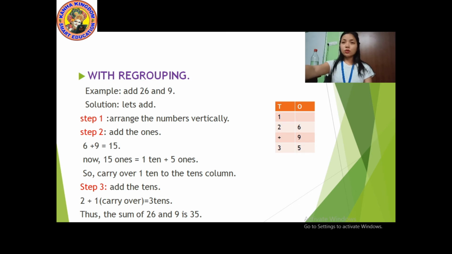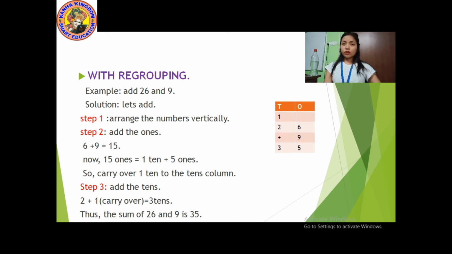Okay student, so see, in the second step we add the ones, we add 6 and 9. After adding 6 and 9 we get 15, right? We got 15 ones. So 15 ones means 1 ten and 5 ones. So we write 5 in the ones column because it is 5 ones, and we carry over 1 ten to the tens column. Okay student, we completed the second step.